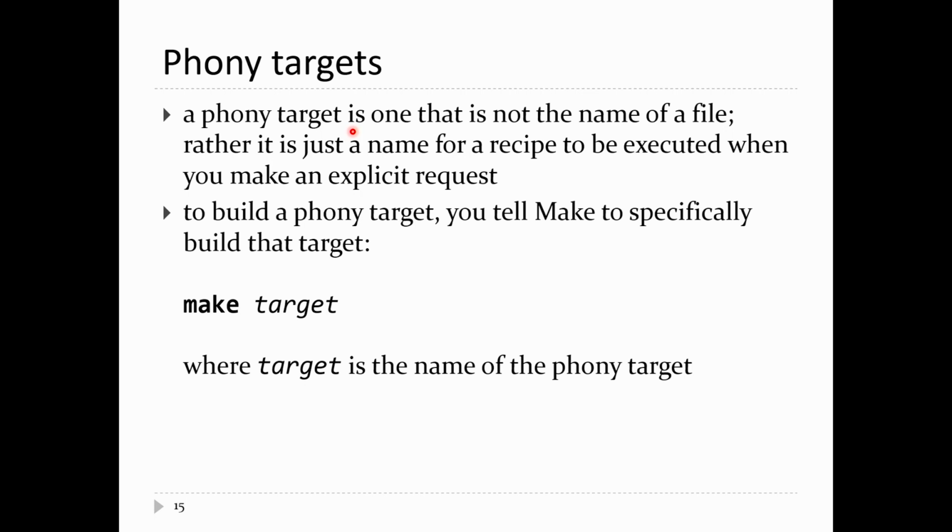Now, if it's not the name of a file, make will never build that target, because make's always looking for things that are newer than the target. If the target's not a file, it doesn't know the age of the target, so it doesn't build it. So these phony targets, they're not files. It's just the name of a recipe that you might want to run at some point in time. So to build a phony target, you tell make to specifically build that target. You write make target, where target is the name of the phony target.